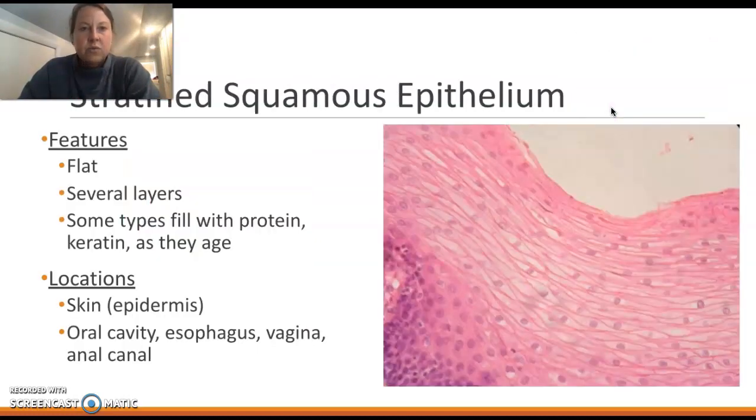Okay, and then moving on to stratified squamous. Stratified means many layers. Squamous is referring to it's flat. So if we think of our skin here, stratified squamous skin. The most common example of stratified squamous is going to be our skin. And then we'll also see it in the oral cavity, the esophagus, the vagina, and the anal canal as well.